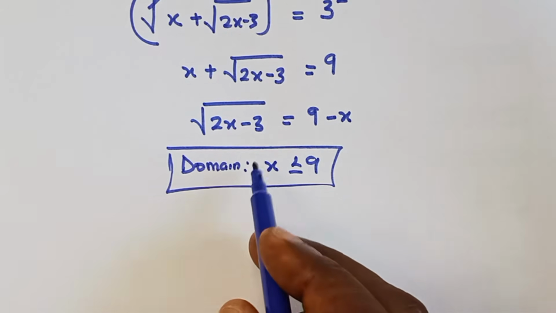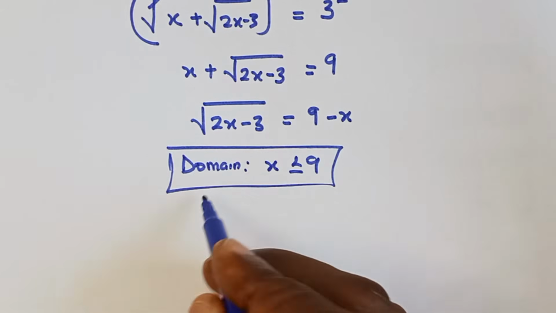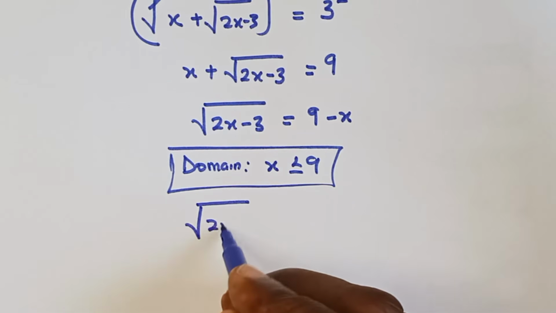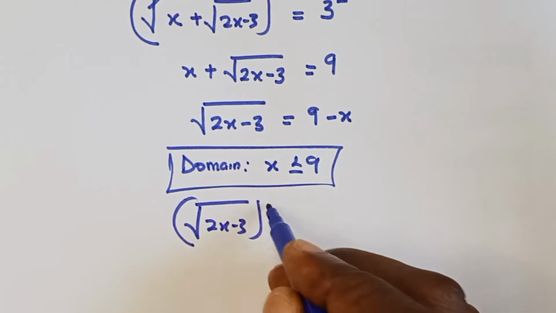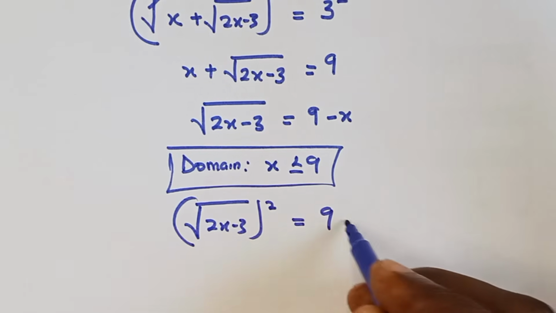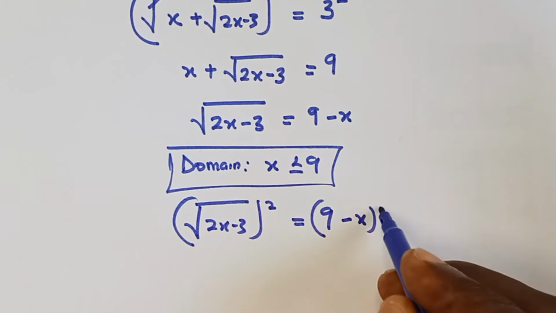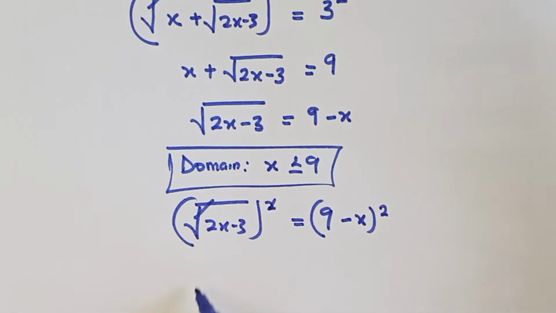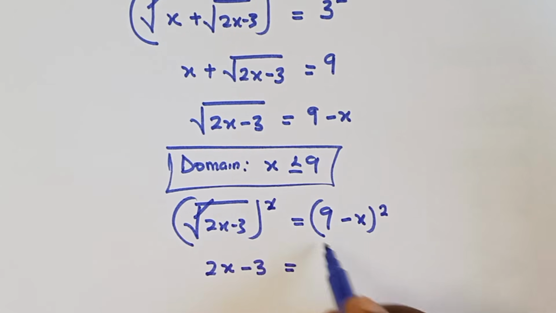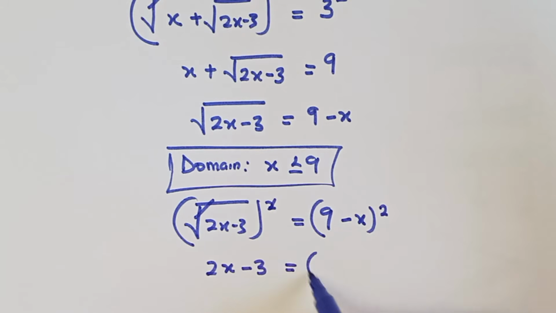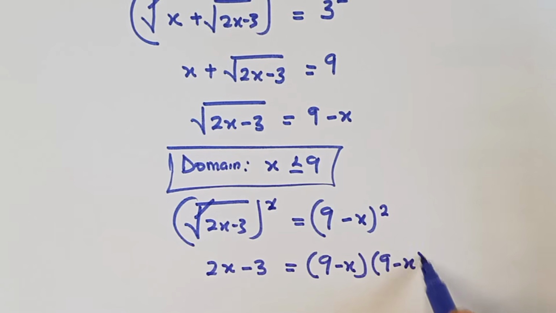All right, so let's continue. We're going to square both sides again, so that the square can remove the square root. Then we have 2x minus 3 equals, we write this in two places, 9 minus x, and then we write it again, 9 minus x.